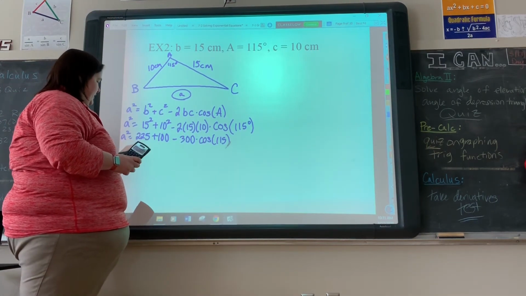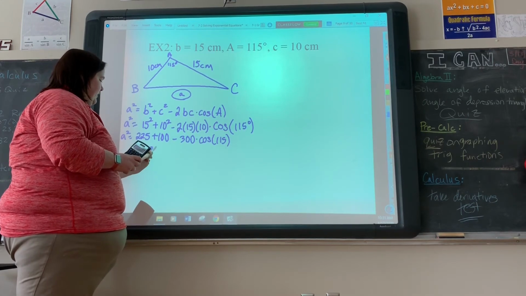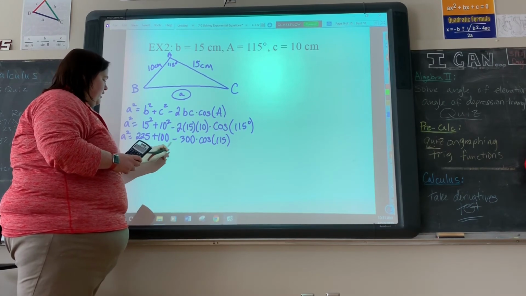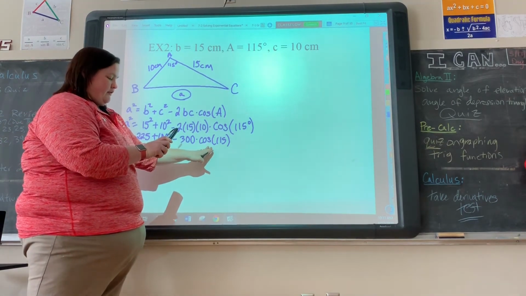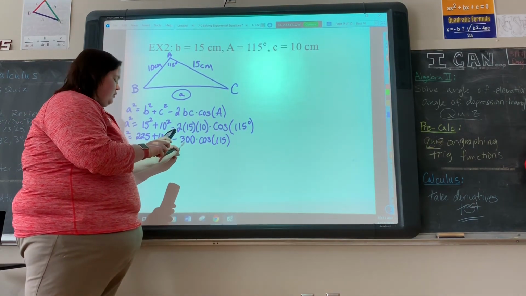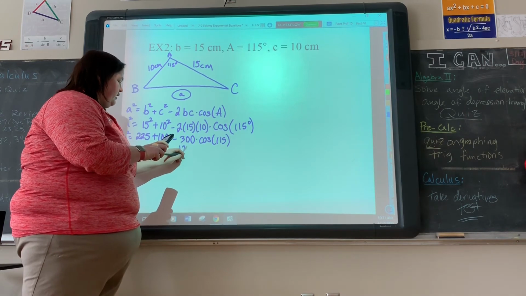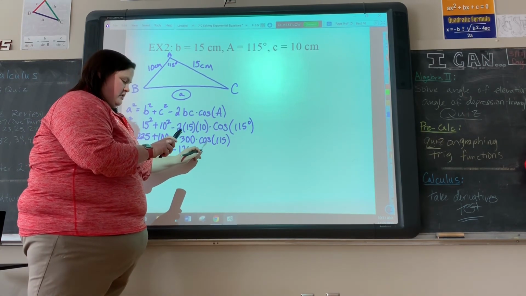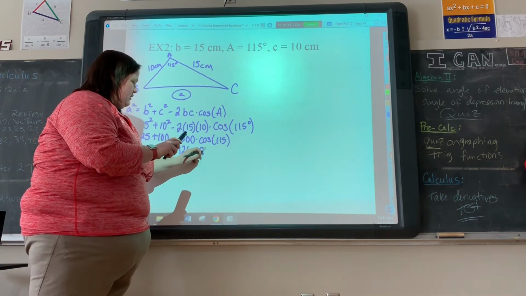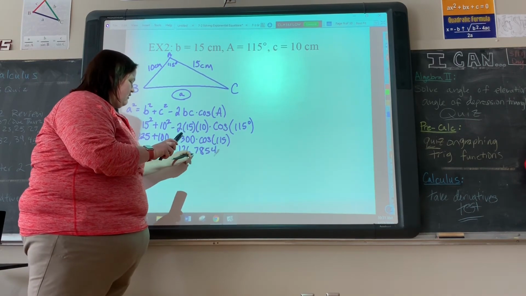So I'm going to go ahead and add these together, like I said. So you can make that 325. And it'll be minus a negative. And I took 300 times cosine of 115. So I got negative 126.7854.